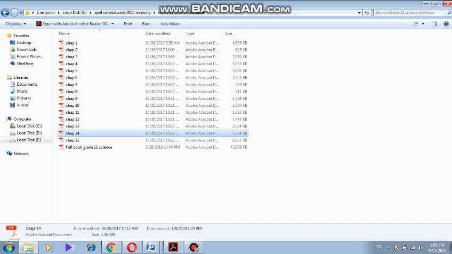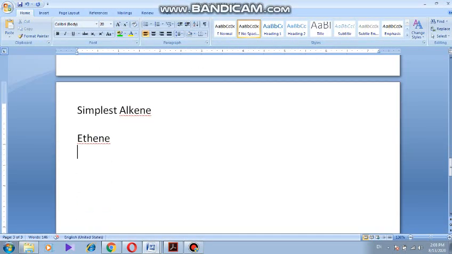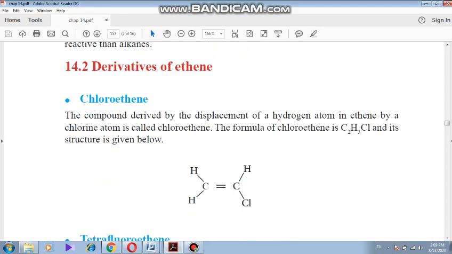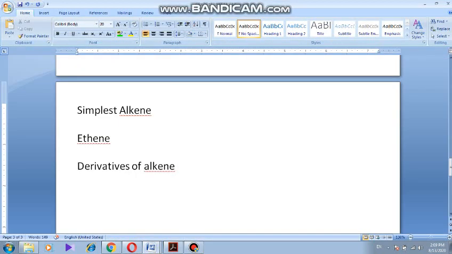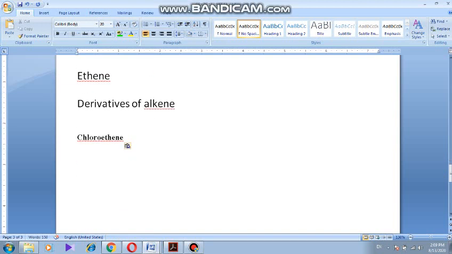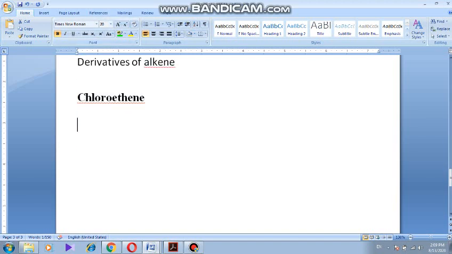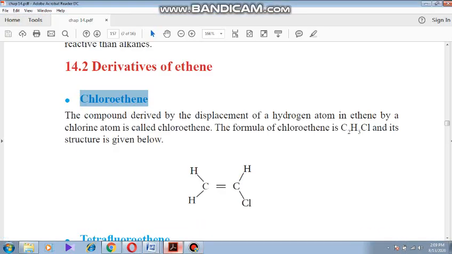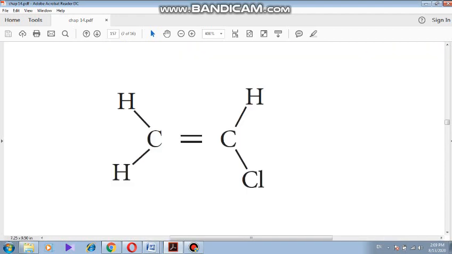After you mark the diagram of alkene, you come to the heading, derivatives of alkene. In the case of derivatives of alkene, we first introduce chloroethene. So what is chloroethene? Nothing special. Out of the 4 hydrogens present in the ethene, 1 hydrogen has been displaced by chlorine.